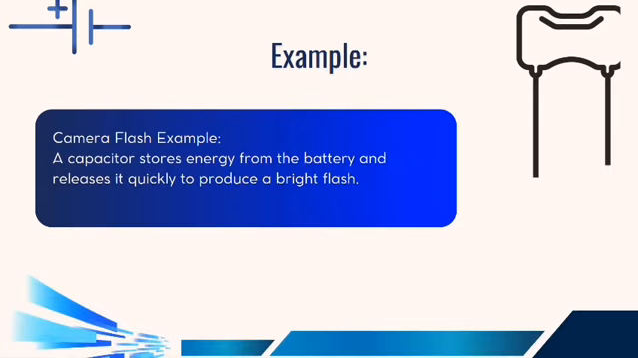A camera flash is a common example of a capacitor. The capacitor stores energy from the battery and then releases it very quickly, producing a bright flash of light when the photo is taken.